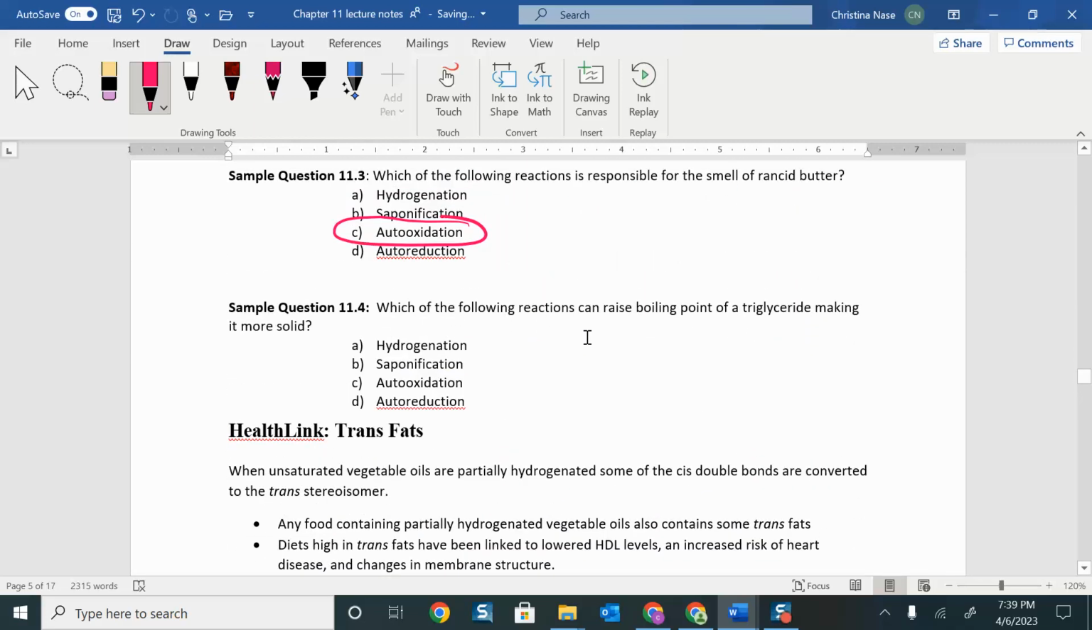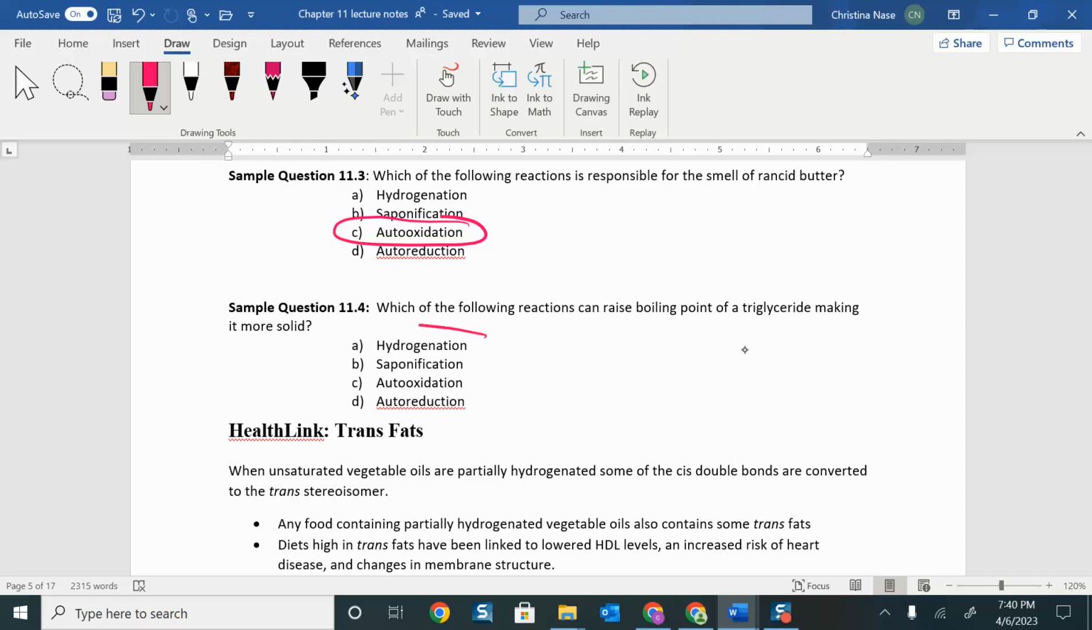Which of the following reactions can raise the boiling point of triglycerides and make them more solid? All right, well, how would that happen? What makes a better solid when you have unsaturated fatty acids or when you have saturated fatty acids? So when you have saturated fatty acids, that's going to increase the boiling point. That's going to increase the melting point. That's going to make it more solid.